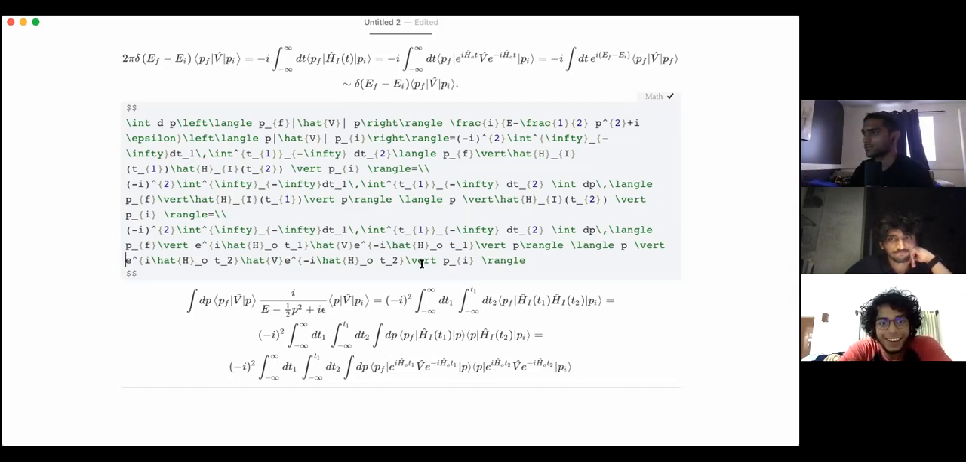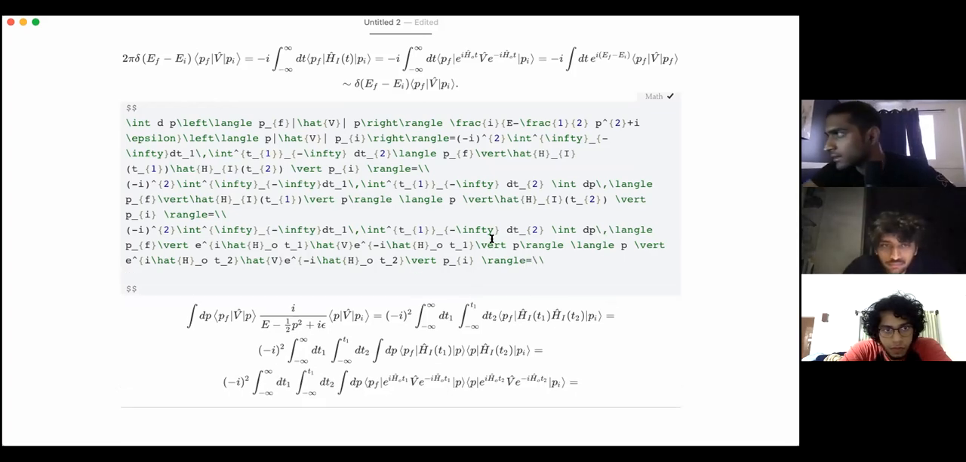Now, let's see if we can count our E factors. There's going to be E_F t1. And we have to just call this E, because there's no subscript on p, so we call it E. So we have e to the minus i E t1, plus i E t2, and minus i E_I t2. Okay, that's a lot to think about, but let's write it all down.